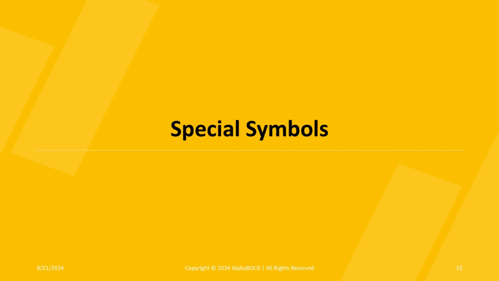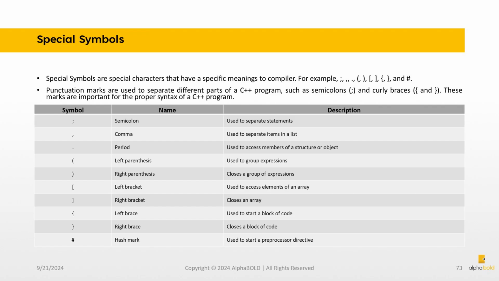Special symbols. Special symbols are special characters that have specific meanings to the compiler, for example, comma and hashtag. Punctuation marks are used to separate different parts of a C++ program, such as semicolons, commas, and curly braces, and these marks are important for the proper syntax of a C++ program.